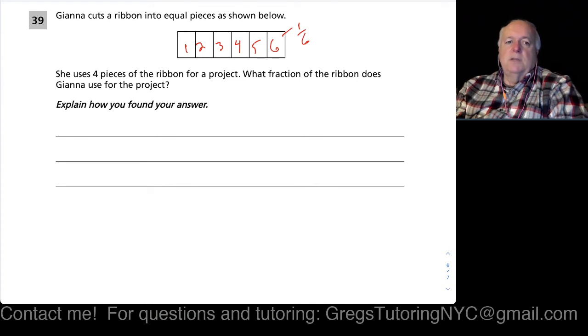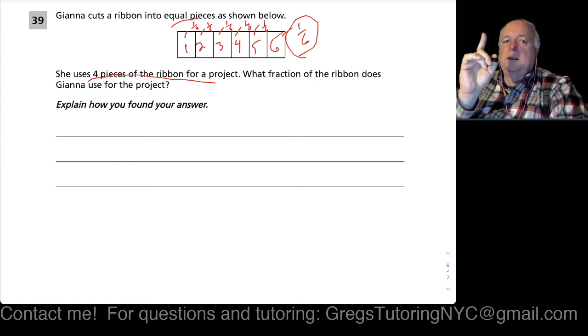Jeannie cuts a ribbon, so this whole thing here is a ribbon, into equal pieces as shown. So it is 1/6 size each one, right? So that's a sixth. That's a sixth. That's a sixth. That's a sixth. That's a sixth. And the last one's a sixth. She uses 4 pieces of the ribbon for a project. Okay, 4 pieces of the ribbon.